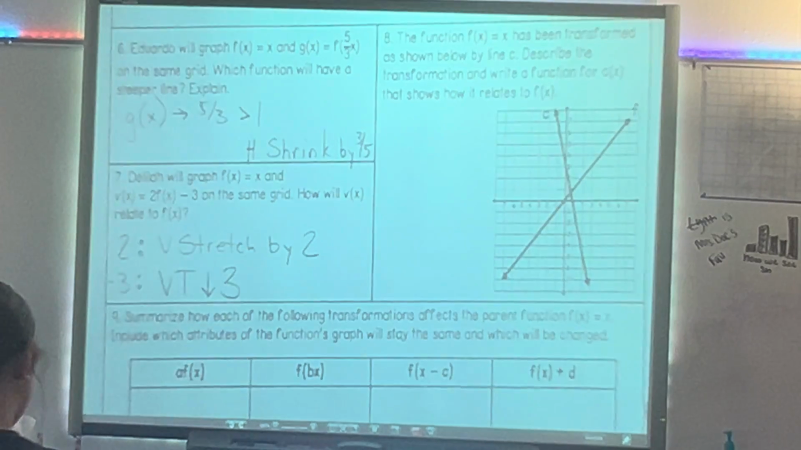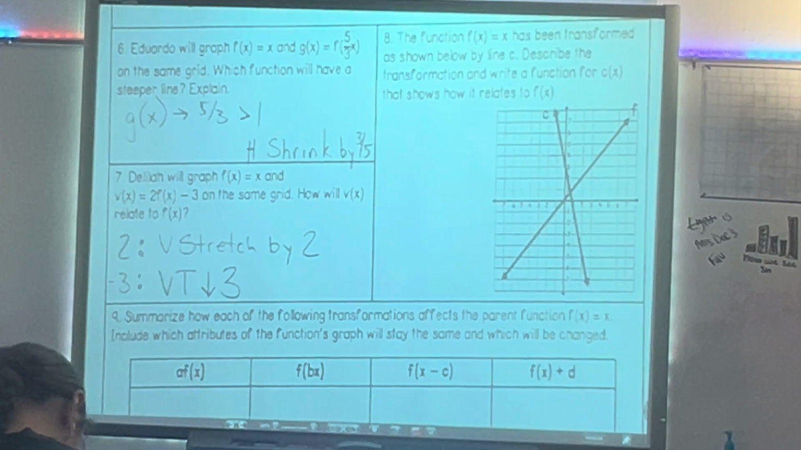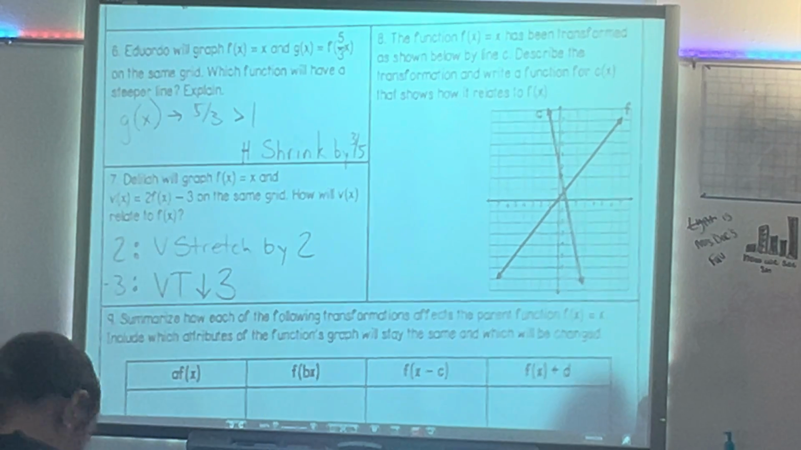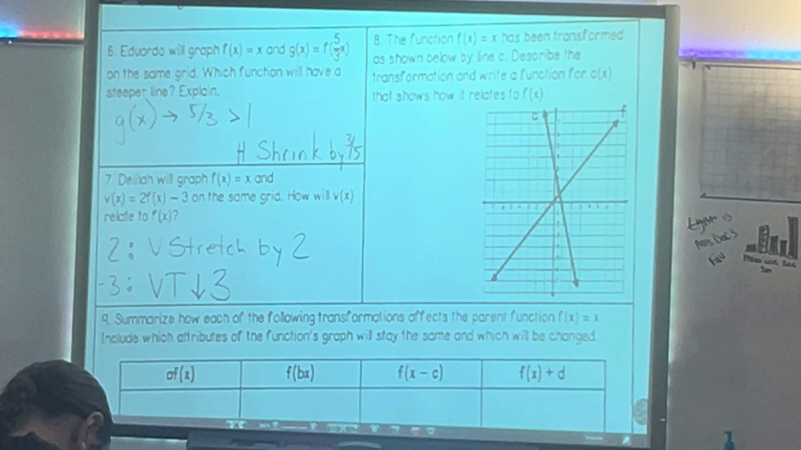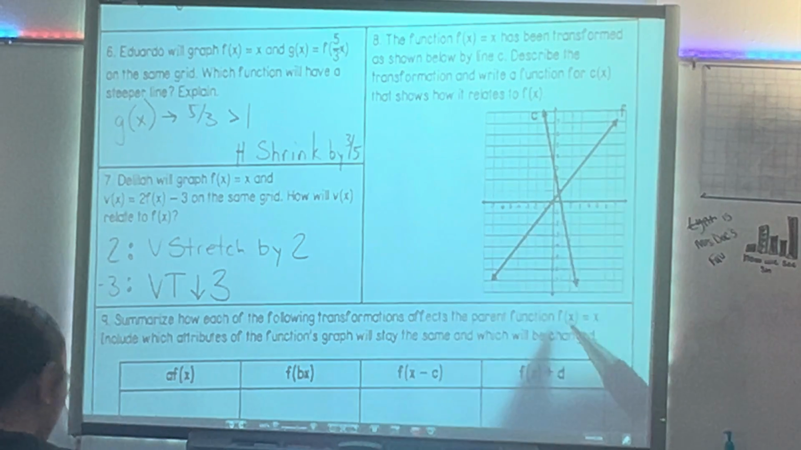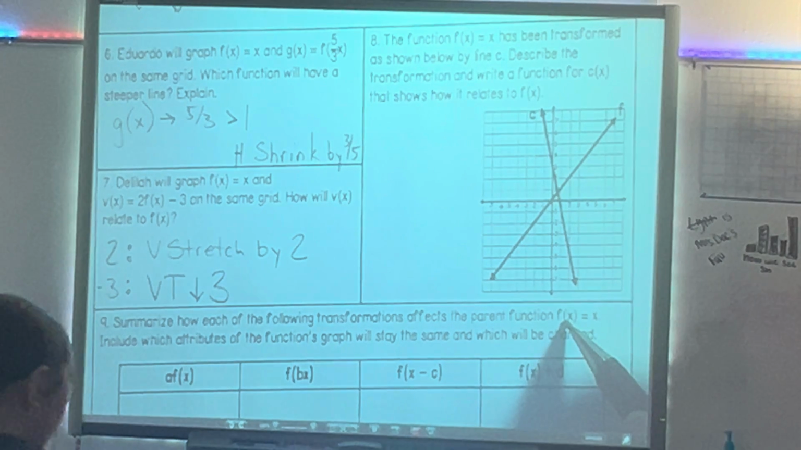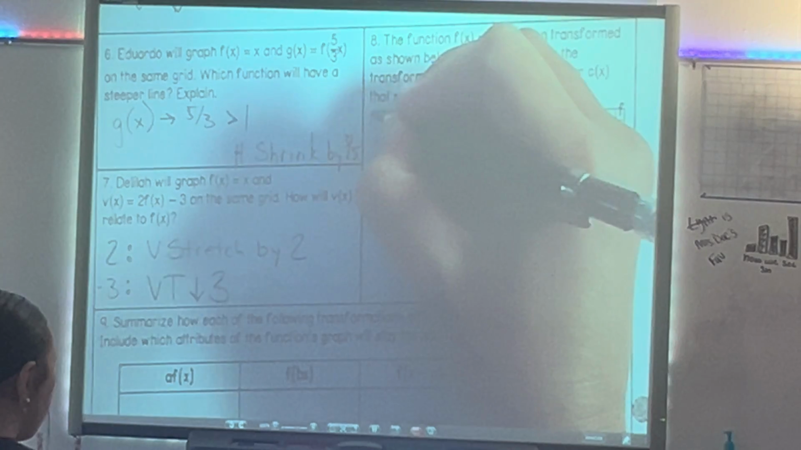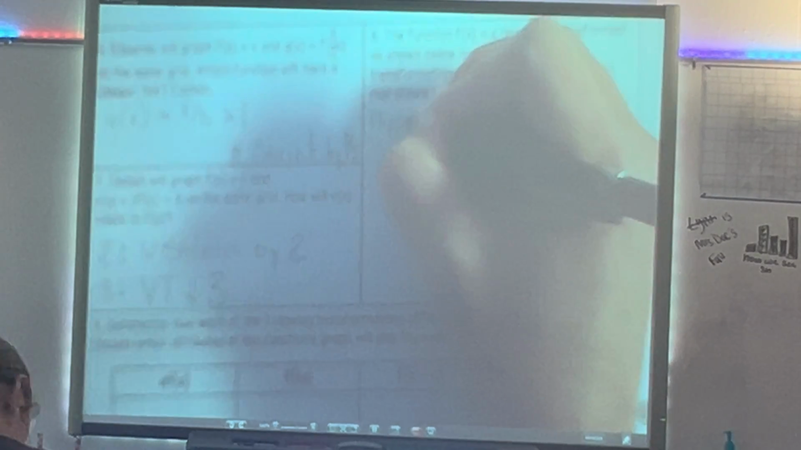Alright, next one. The function f of x equals x has been transformed as shown below by line C. Describe the transformation and write a function for c of x that shows how it relates to f of x. Alright, so let's first see what happened. Tell me the things that have happened that you can tell. Like, how did I get from here to here? That should be the first thing you notice. What changed something? Yeah, it had to be reflected. Like, there's no way around that. It had to be flipped or reflected.